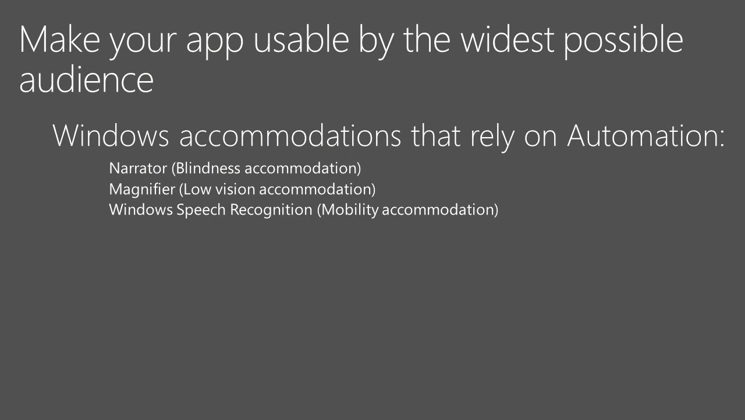There are many solutions on Windows that rely on the automation framework. These accessibility solutions are Narrator, Magnifier, and Windows Speech Recognition. We are going to be showing you how you can make your applications accessible with these types of solutions. So now I'm going to show you a demo of an application that I've built.